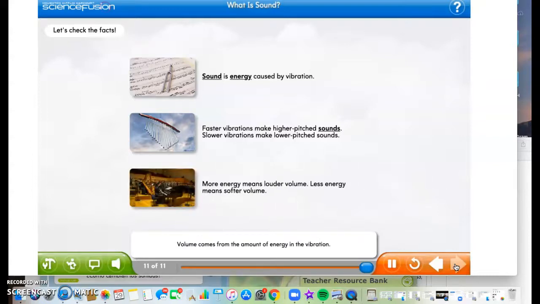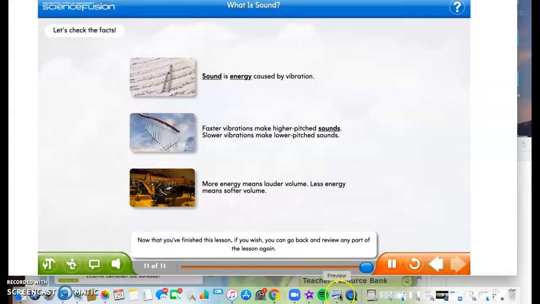Volume comes from the amount of energy in the vibration. A vibration that moves over more distance makes a loud sound. A loud shout has more energy. A vibration that moves over less distance makes a soft sound. A quiet whisper has less energy. Now that you've finished this lesson, if you wish.